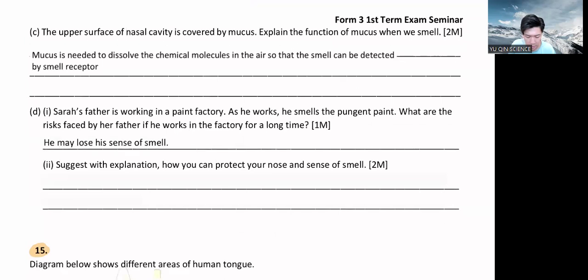I thought it was 2 marks. Okay, there you go. Lose the sense of smell.